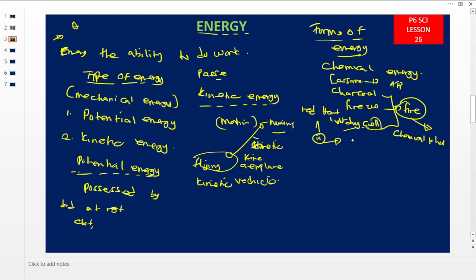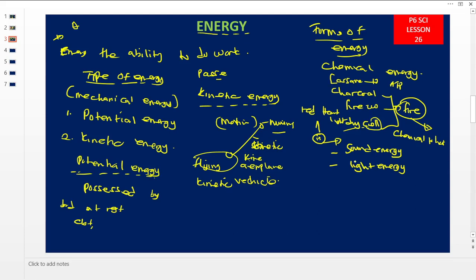Then you have another form of energy, and this is sound energy. Now you are hearing me, that is sound. So the ears are now doing their work, that is sound energy. Then you have what you call light energy, which is used by the eyes, even the plants.